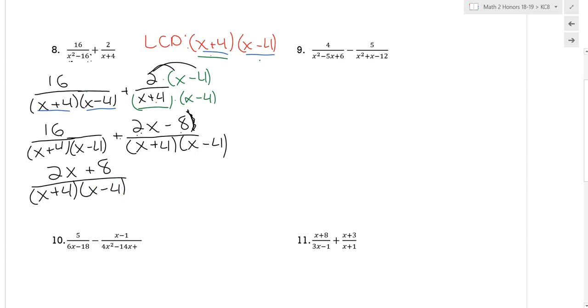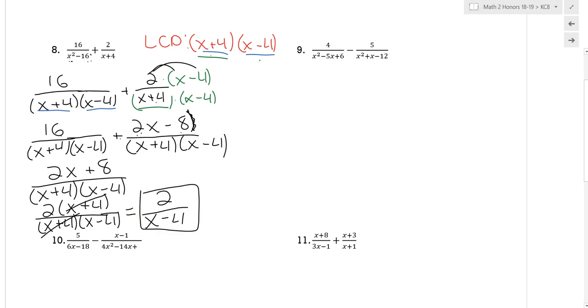Okay. Check if you can factor your numerator. I can factor out a 2. And my x plus 4's cancel out. I'm left with 2 over x minus 4. All right, last one we're going to do on this video.